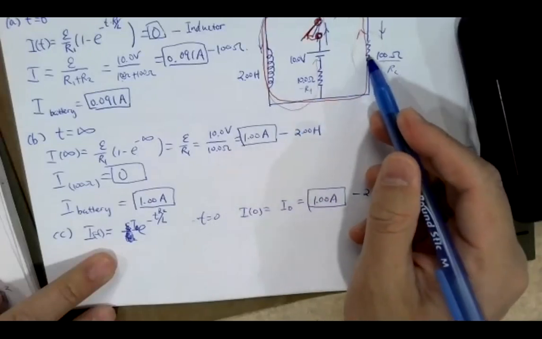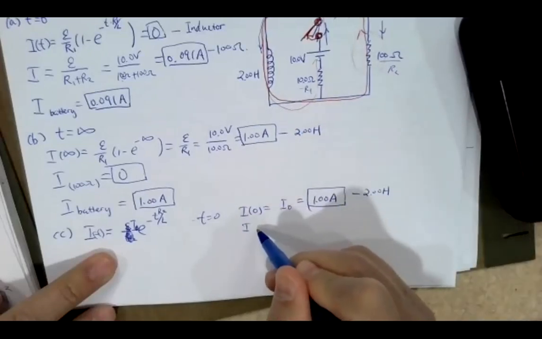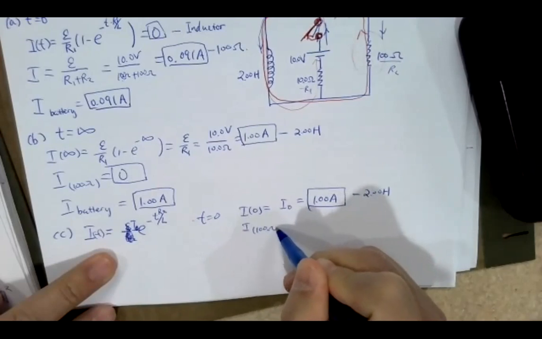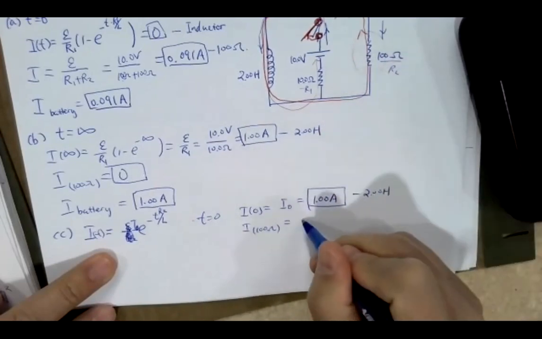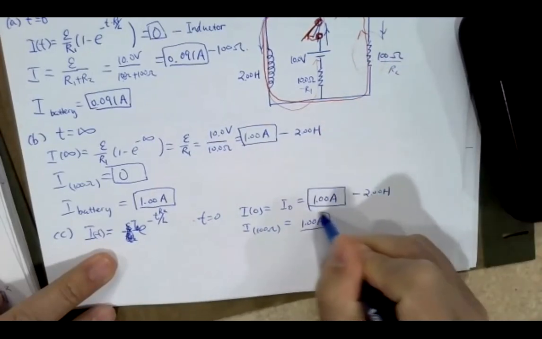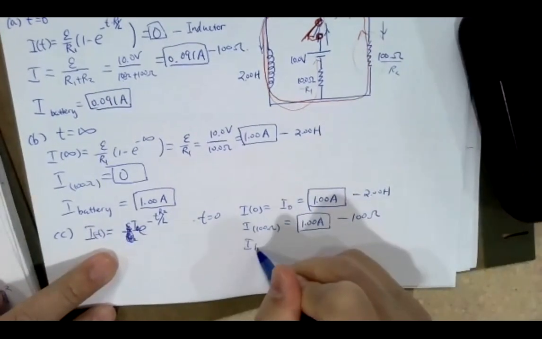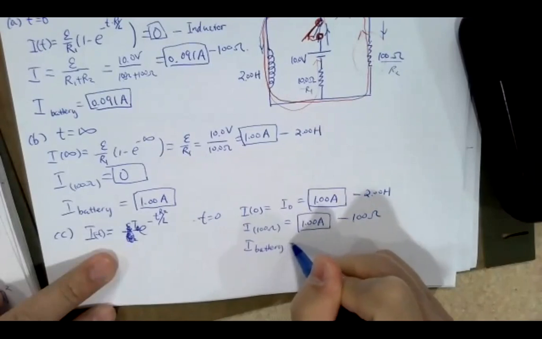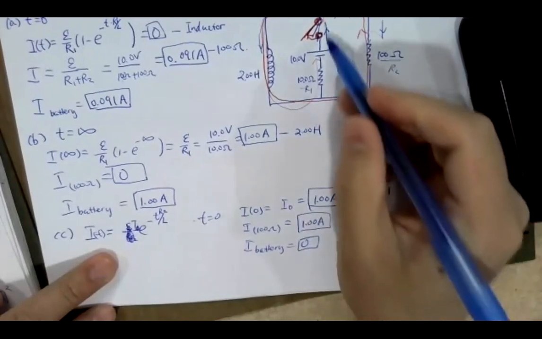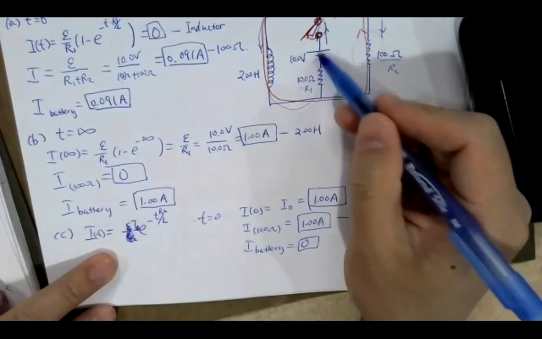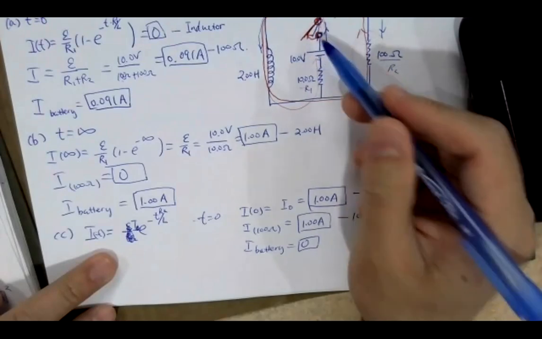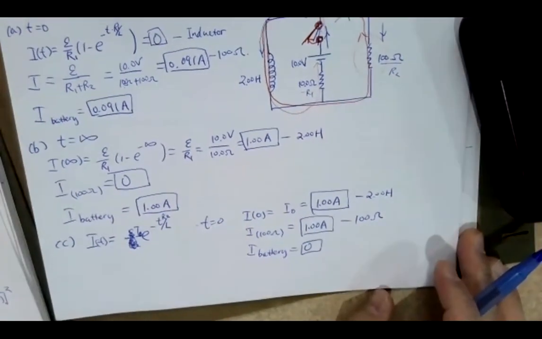So this is still on the inductor. Now on this resistor, you will have the same current because they are in series with each other. So 1 amp. This is on the 100 ohms. On the battery, it will be 0 because this is open. So there's no current going through the battery because this is an open circuit there.